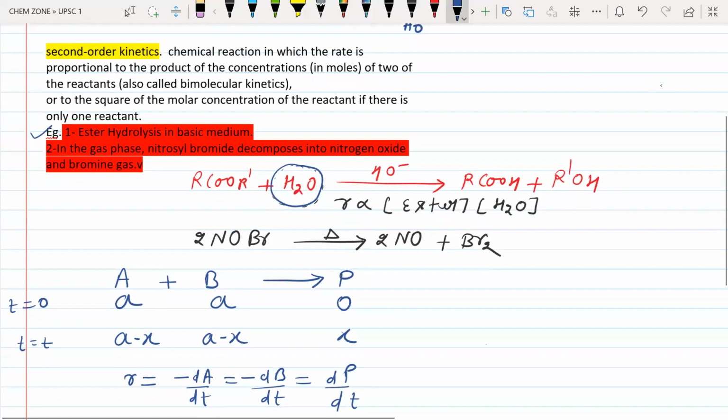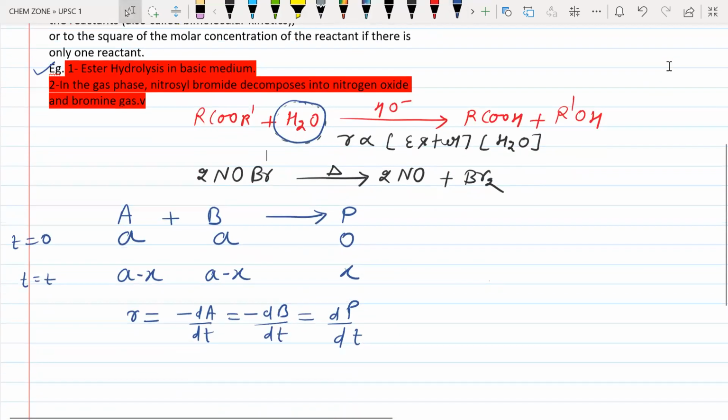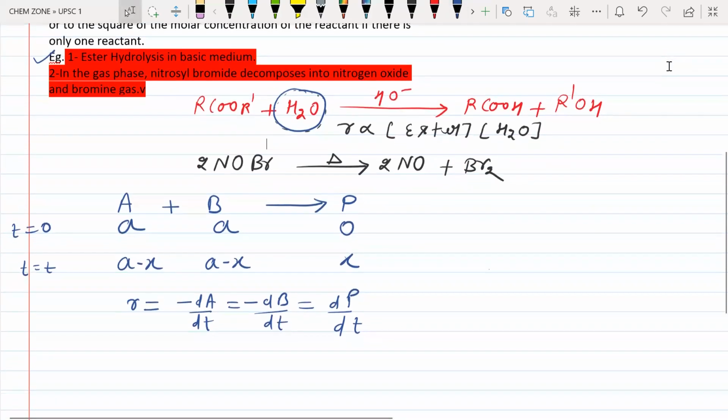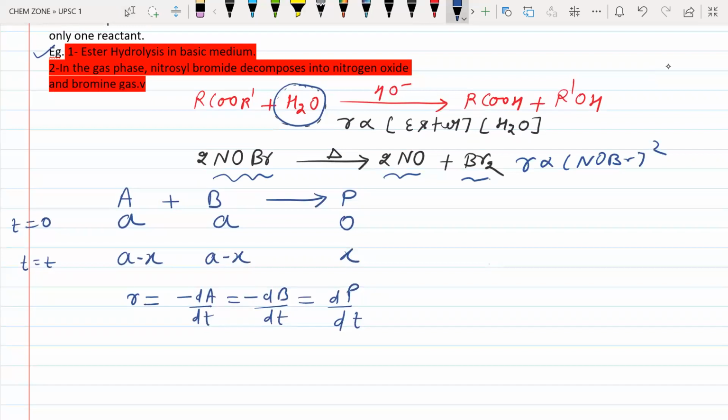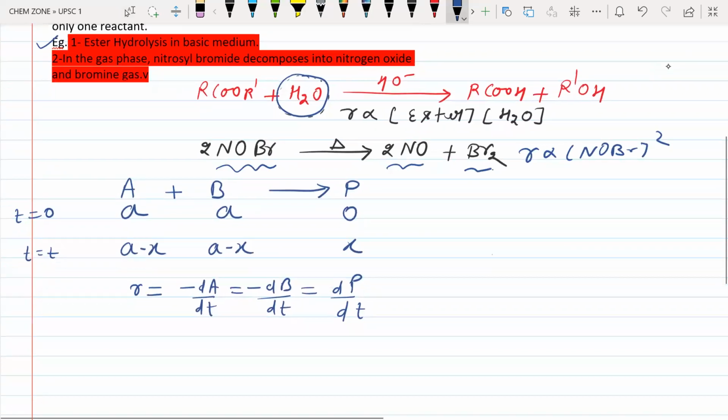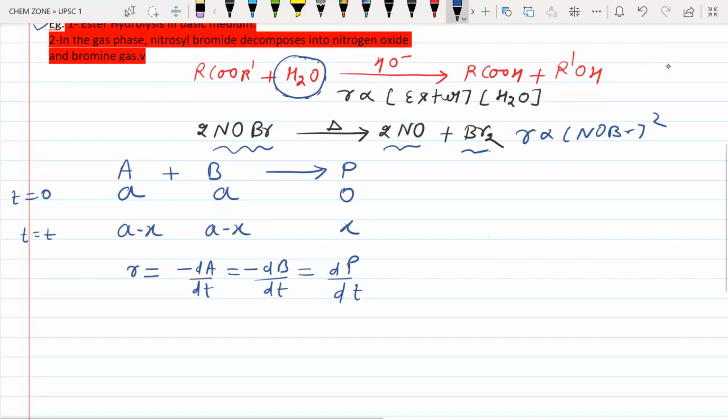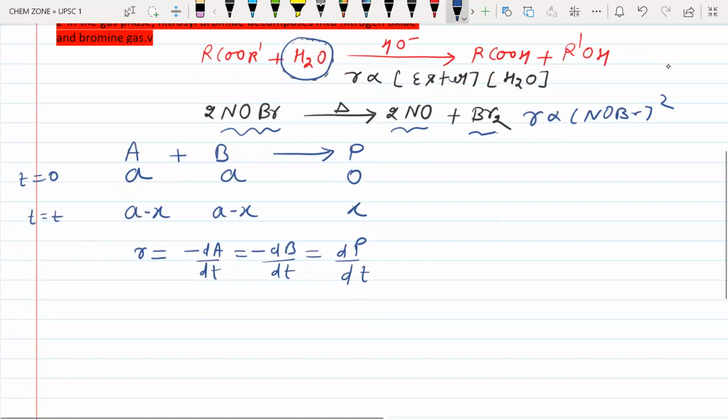Similarly, another example is gas phase decomposition of nitrosyl bromide. When nitrosyl bromide gets decomposed, it produces NO and Br2. This reaction is a second order reaction. So these are the examples of second order reaction.